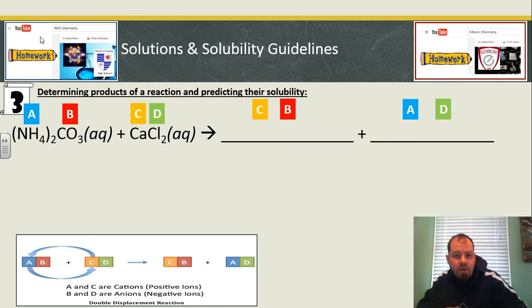The order of the products does not matter. The order of the ions within the compound does. We always start with the positive and then with the negative. Just so we're clear, I could have coded these positive, negative, and made this positive go with that negative and this positive go with that negative. That also works if you don't want to memorize this CBD.